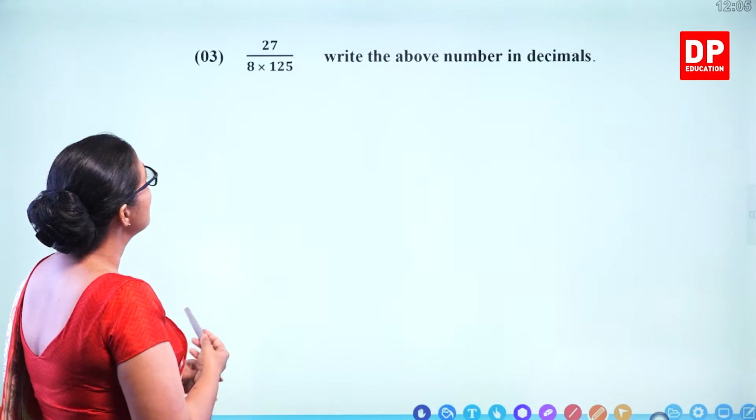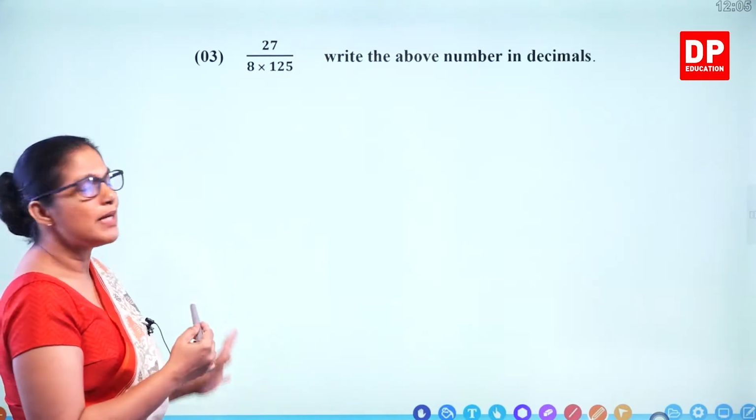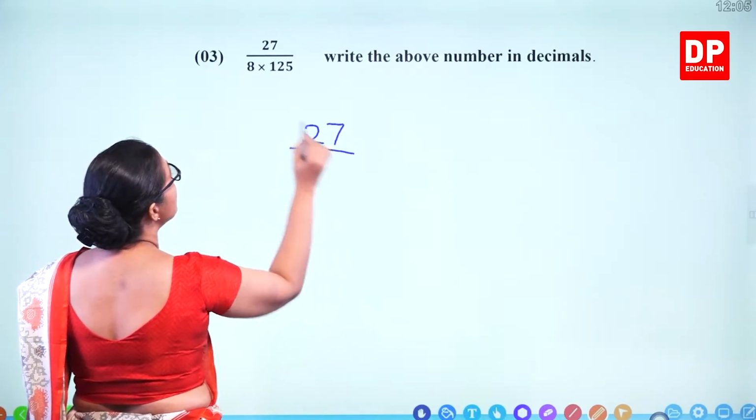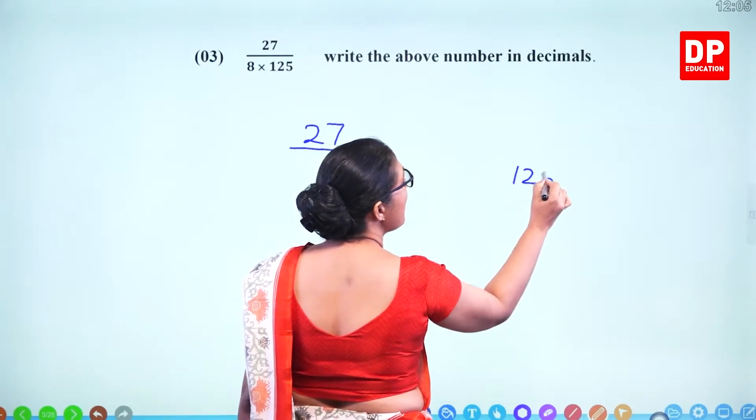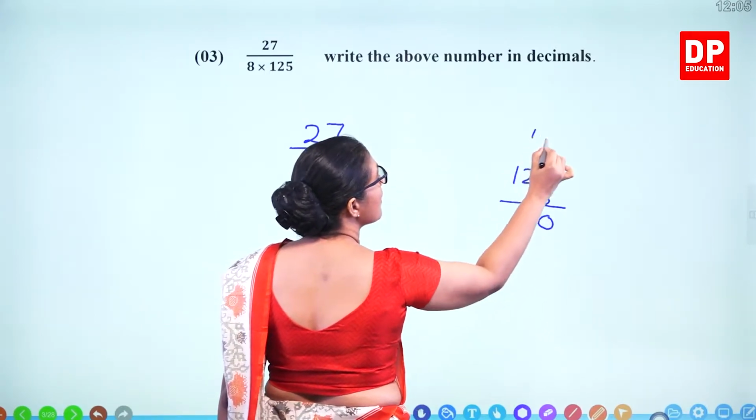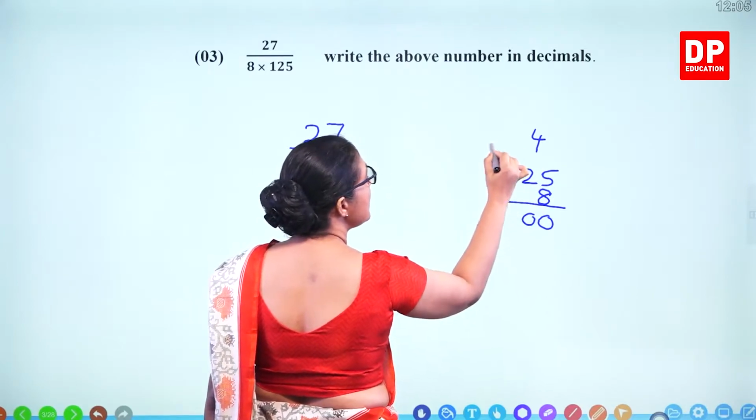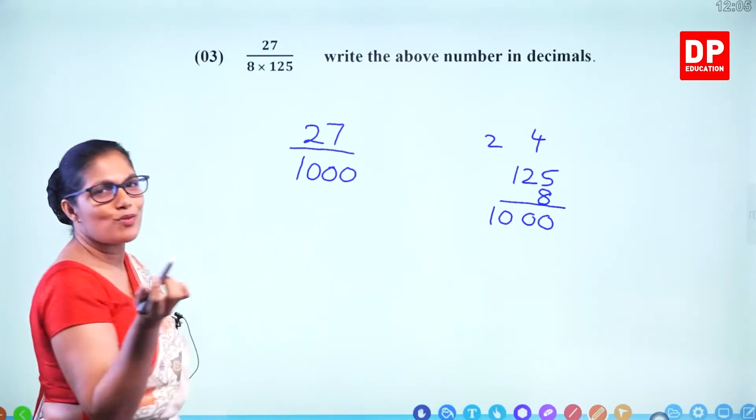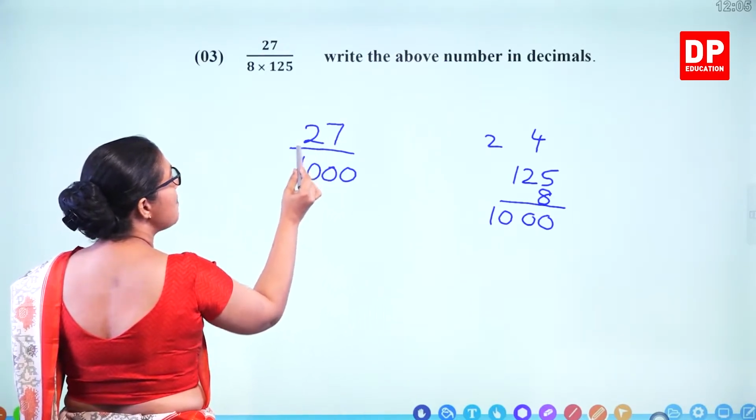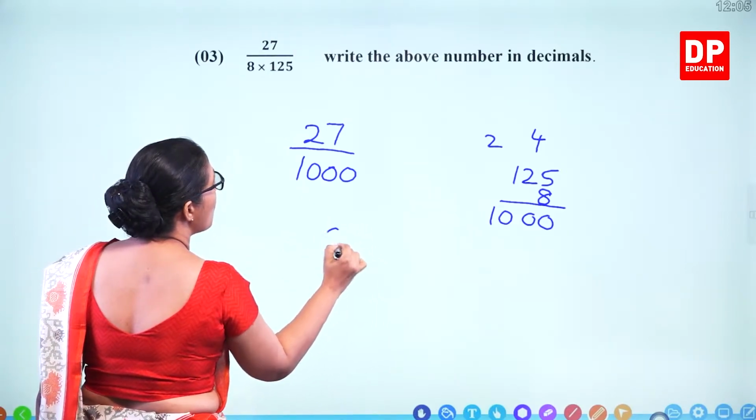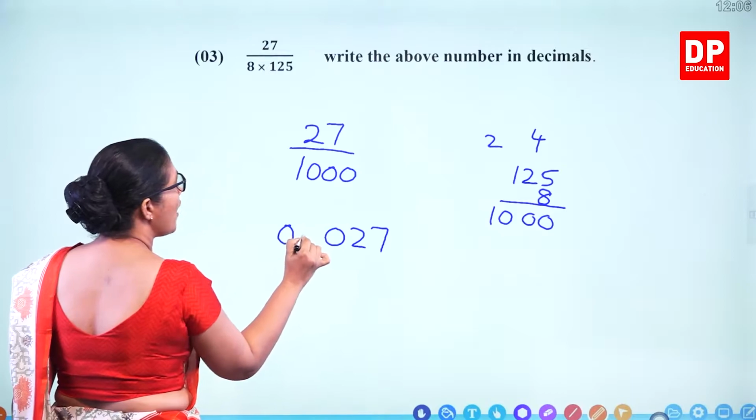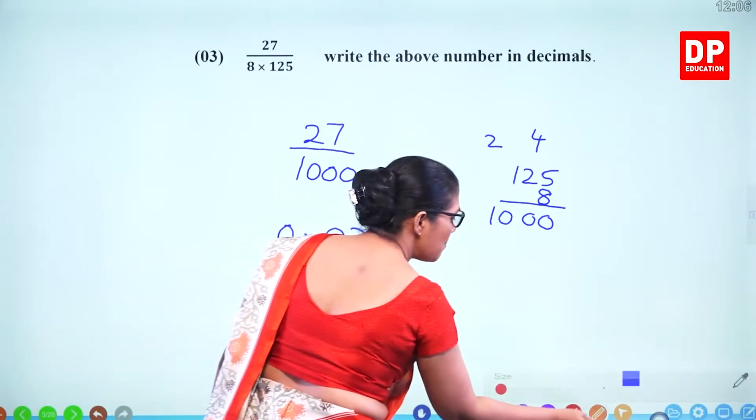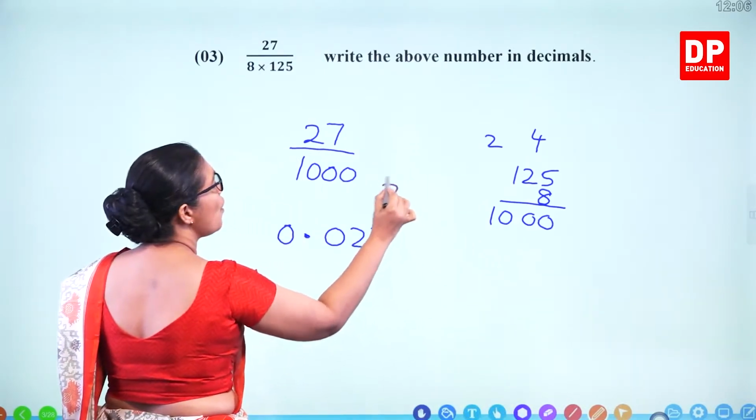Question number 3. Same question, write the above number in decimals. How can you write it as a decimal? 27 over 8 times 125, what's the value? 8 times 2, 16 plus 4, 20. 8 times 1, 8 plus 2, 10. So 1000. When you divide by 1000, that means move the decimal place 3 places to the left. So 0.027 is the terminating decimal value. You get 2 marks for that.